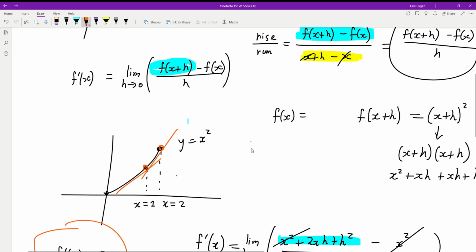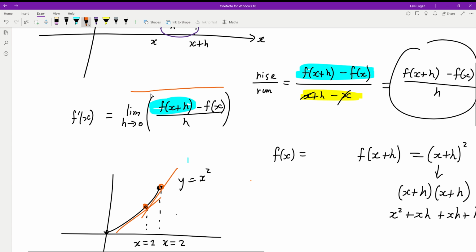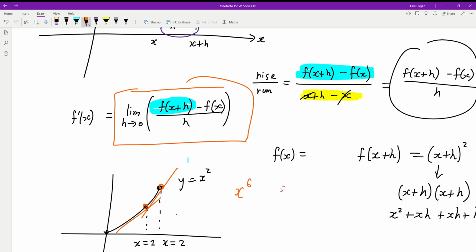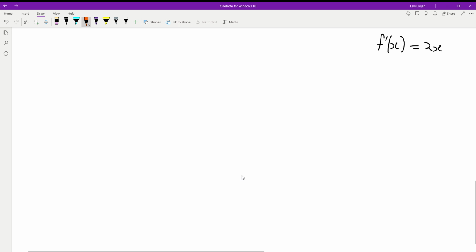Now that's all well and good, but we don't want to be plugging everything into this equation every single time, especially if it's like x to the power of 6, because then you'd have to work this out by hand, and that would take a very long time. So what we're going to do is a little shortcut. This is what we call the first principle. So f dash of x is this, and we can see that from our diagram, which we proved above.